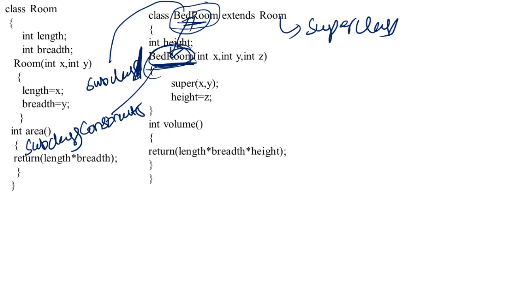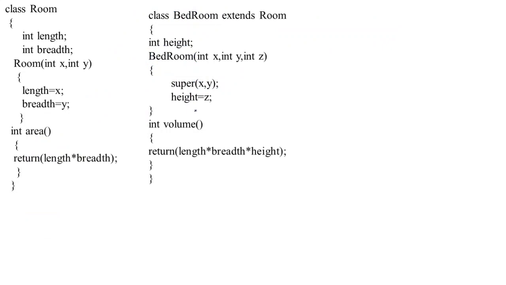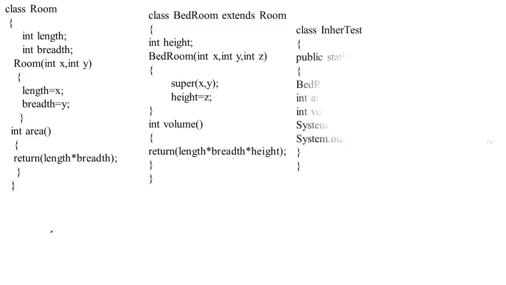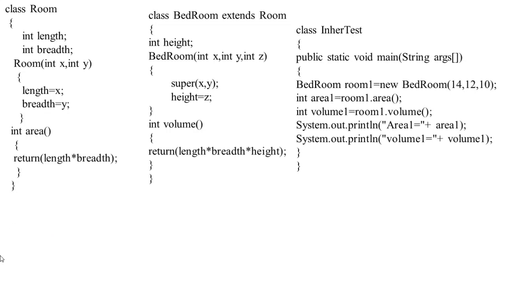I'm using a method known as the super method. I will discuss what this super method is after a few minutes. Anyway, as usual, this particular constructor is useful to initialize variables. Volume will return length into breadth into height. We will try to understand this. Let me say I have another class, inner test, in which I am keeping public static void main, String args.